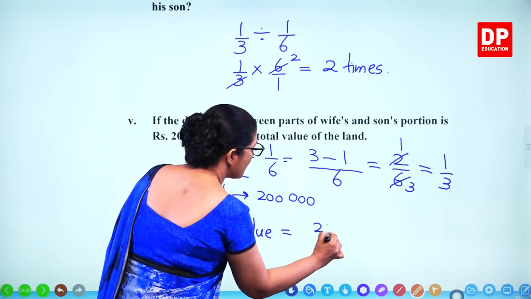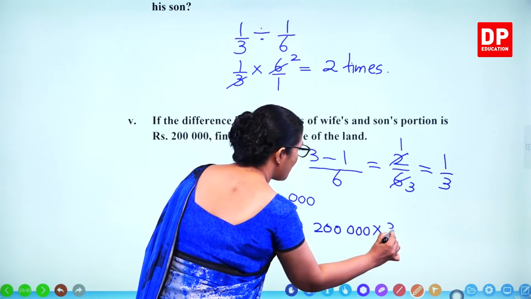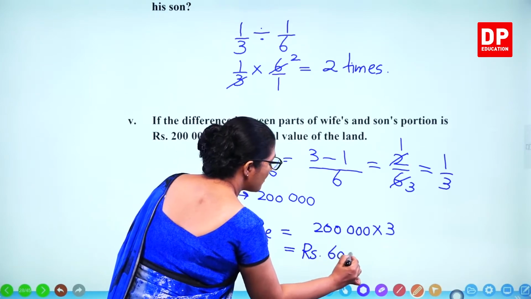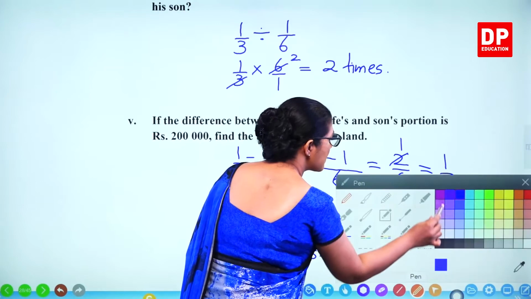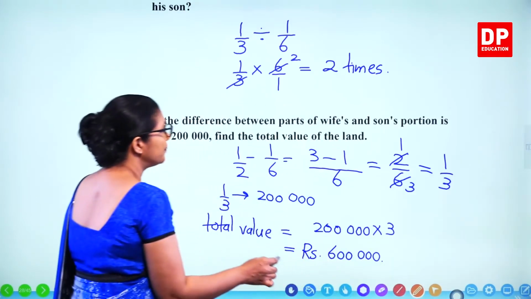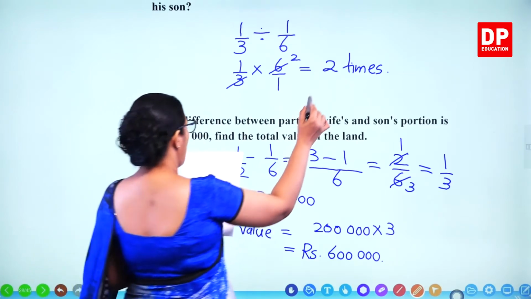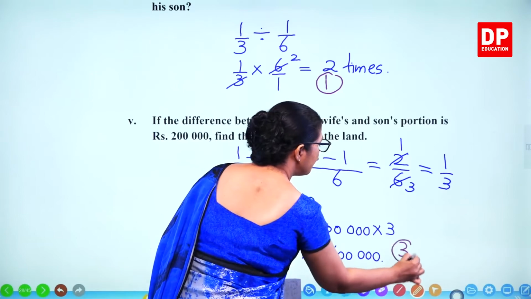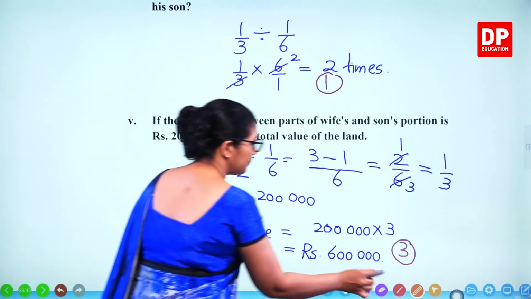That means 200,000 multiplied by 3. 600,000 rupees. The land is worth 600,000 rupees. So how many marks for these two parts? 1 mark for this and 3 marks here. So 6 we gave and these 4, 10 marks.